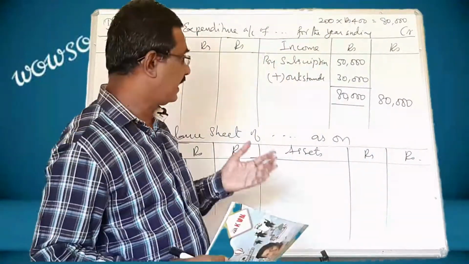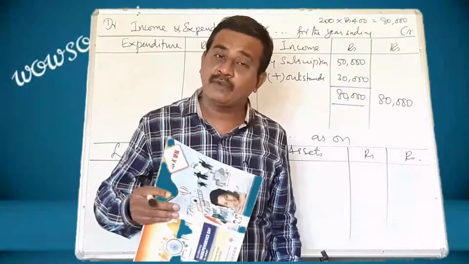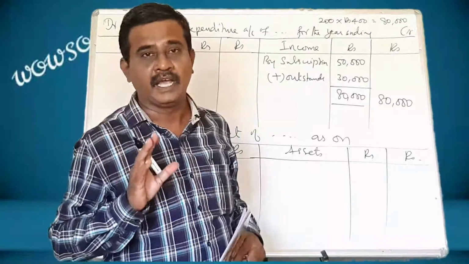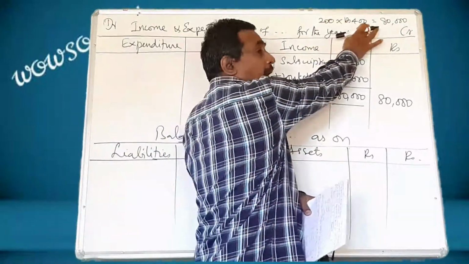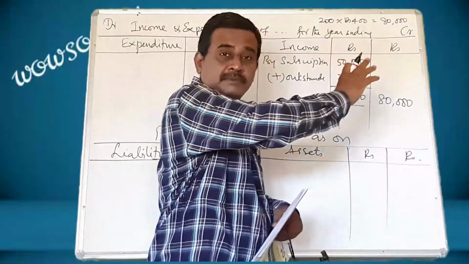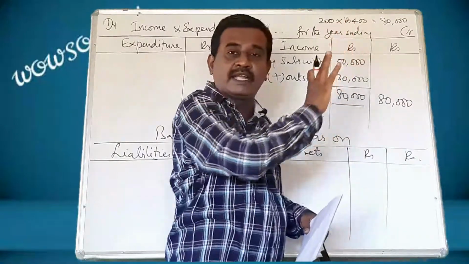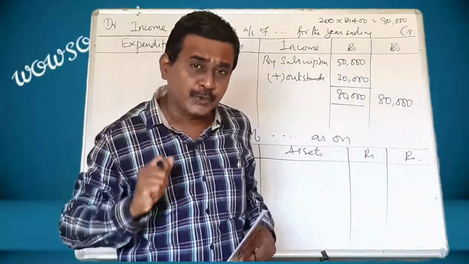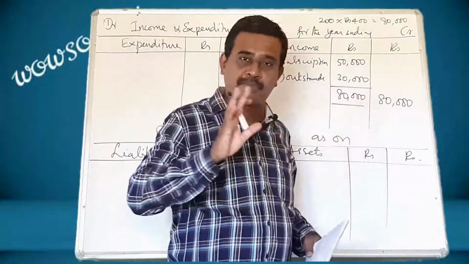Again, let me tell you, if the number of members and the annual amount of subscription is given, it will be very easy. How to find out? Take the number of members and the annual amount of subscription to be collected. Multiply these two and you will get the annual amount of subscription which should be collected in that year. So 80,000 should be collected.